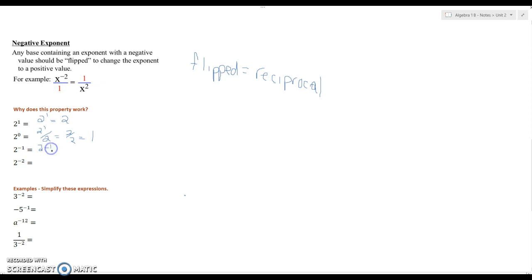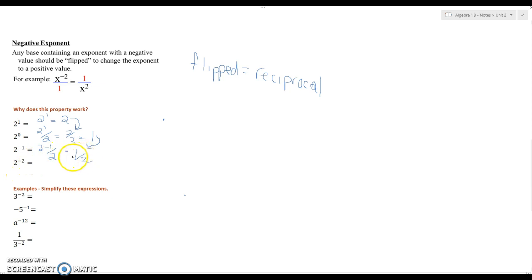2 to the negative 1 divided by 2 equals... So 2 to the negative 1 over 2 equals 1 from up here divided by 2. Remember, our pattern says that I take the 1 from the previous and divide it by the base. So 2 divided by 2 gave me 1 for 2 to the 0. And in this case, 2 to the negative 1 divided by 2 is the 1 from the previous case divided by 2, which gives me 1/2. And we know that 1/2 is the flip of 2.